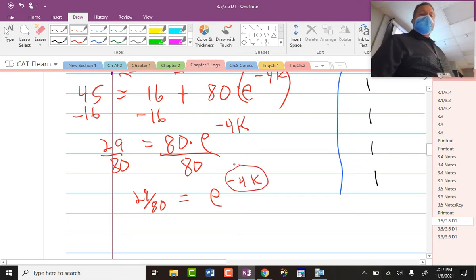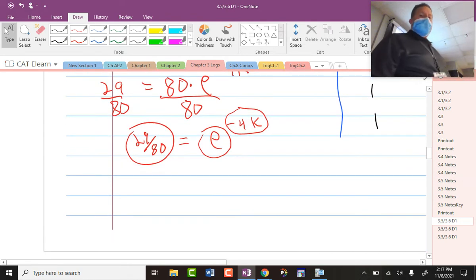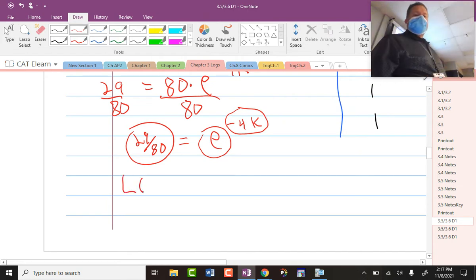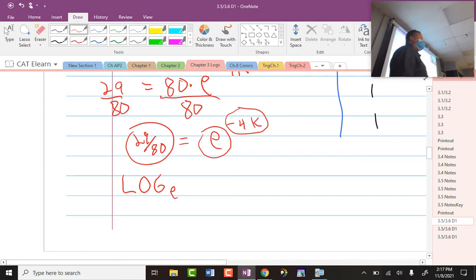Now we got it down to a worksheet question, the worksheet that we did on Friday. What do I change it to? Good. You're telling me that you know it's log base e. Log base e of who?